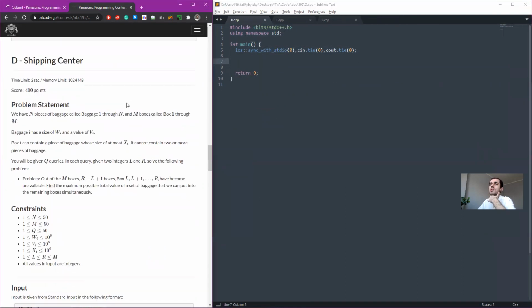Next one, please. From the shipping center, we have n pieces of baggage called baggage 1 through n, and m boxes called box 1 through m. Baggage i has the size of wi and value of vi. Box i can contain a piece of baggage whose size is at most i. It cannot contain 2 or more pieces of baggage. We're given Q queries, and in each query we're given integers L and R. Out of m boxes, R minus L plus 1 boxes, box L through R, have become unavailable. Find the maximum possible total value of a set of baggage that we can put into the remaining boxes simultaneously.